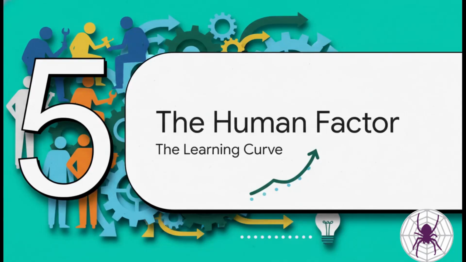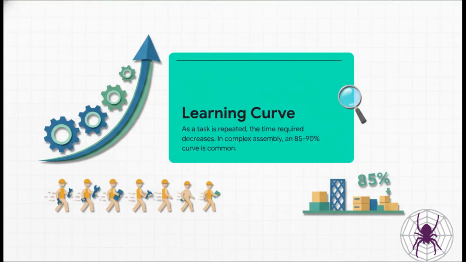All right, so beyond the physical world, we've got to account for the most complicated variable of all, the actual people doing the work. You've probably heard of the learning curve, and it is a powerful, powerful effect. On long projects where teams are doing the same thing over and over, they just get faster. An 85% curve means that every time you double the amount of work you've done, the average time per unit drops to 85% of what it was before.